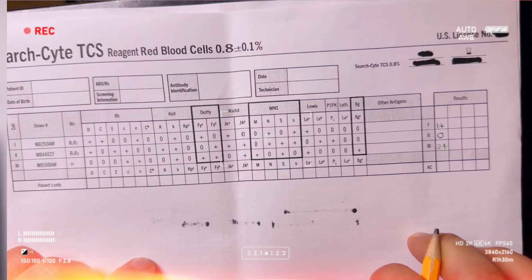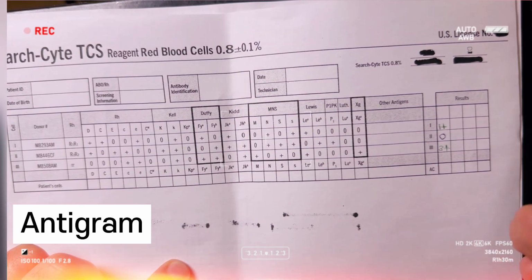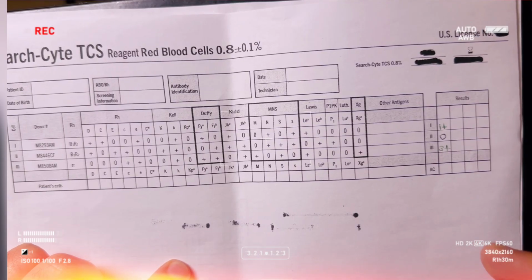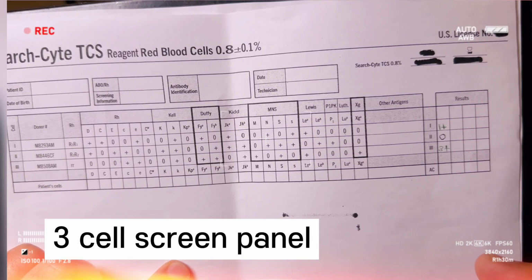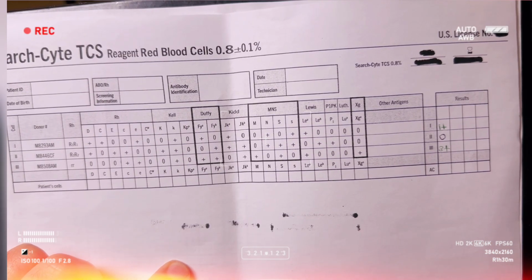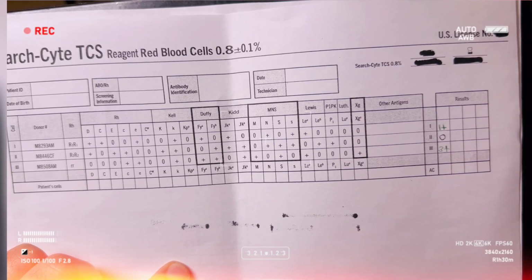The paper I have here is called an Antigram. Normally we have a 3-cell screen panel for the antibody screen, and if it's positive then you have to go to panel 1. If you are able to rule out everything in panel 1, you don't need panel 2, but if you didn't, then you have to go to panel 2. There is also a separate panel for the Rh negative woman.